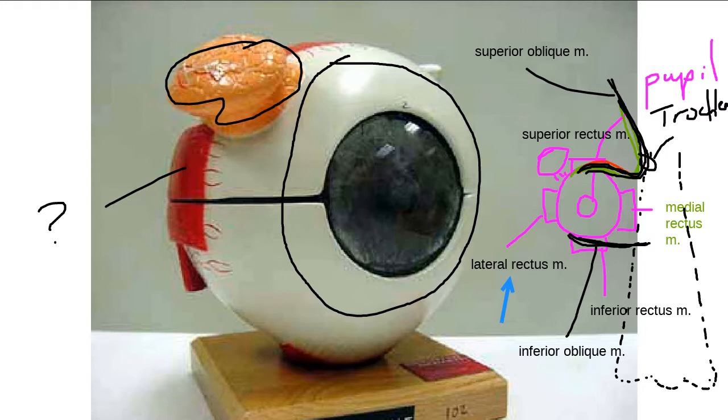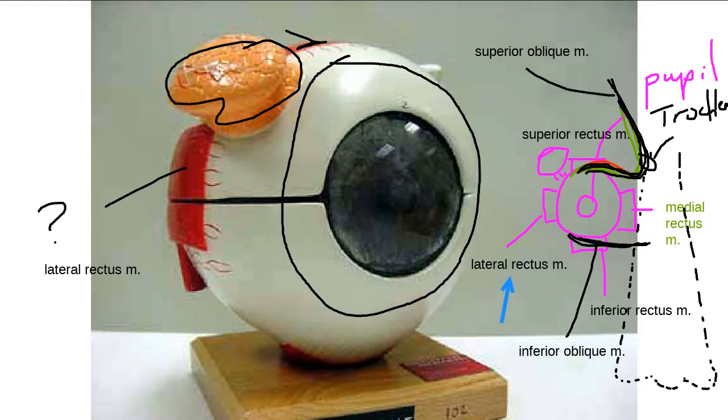You know what I'm talking about? Lateral. Yes, it is a lateral rectus. So that's your lateral rectus. And up here you can see a little bit of it. Right here, the red is the muscle. What's that muscle?